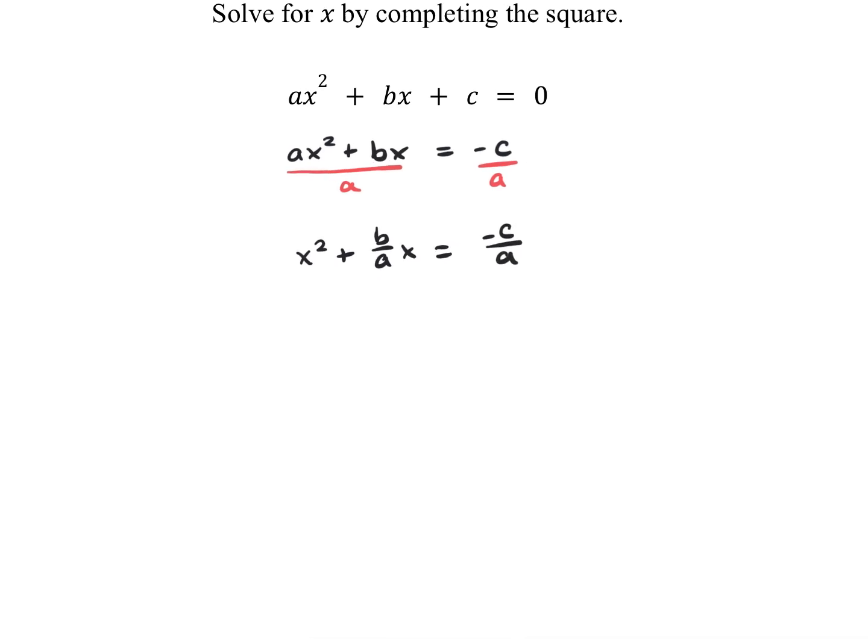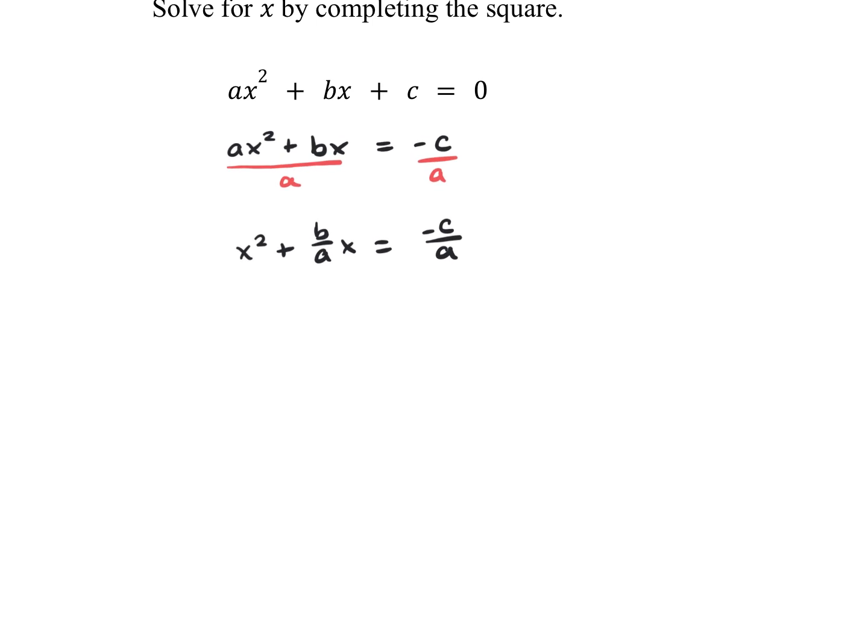So from here, I'm ready to complete the square. So remember, I'm going to find that c value. I'm going to take my b value, which is b over a, and then I'm going to divide it by 2. So I'm going to say b over 2a, and then we're going to square it. So our magic number is actually b squared over 4a squared. Remember, you need to square everything in the numerator and denominator. So that's what I'm going to add to both sides.